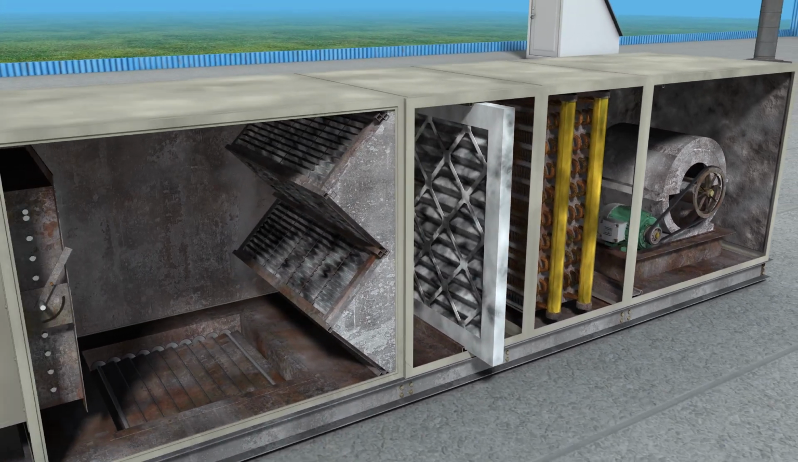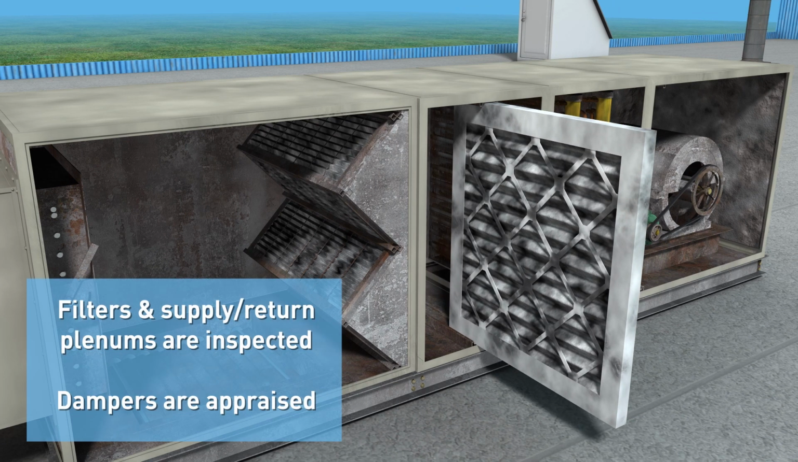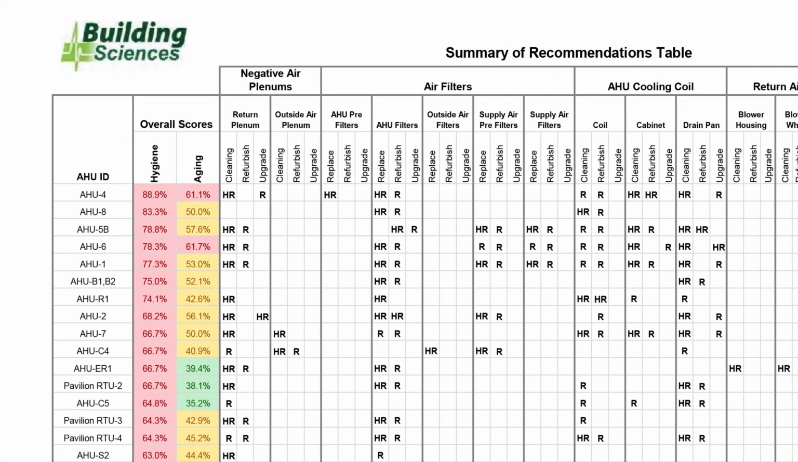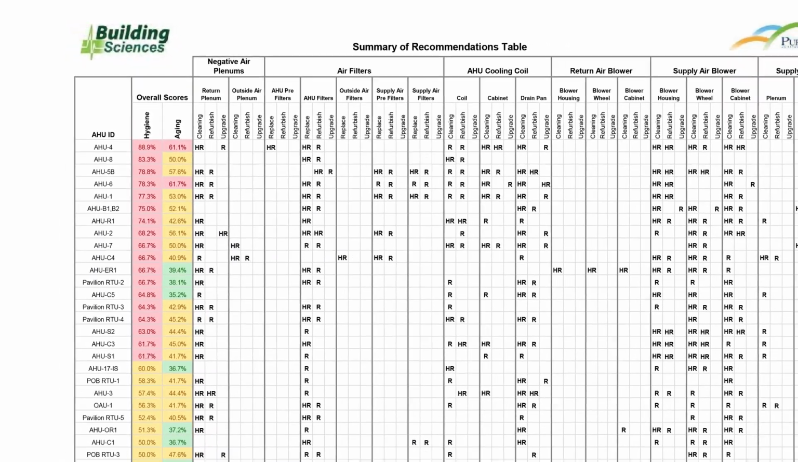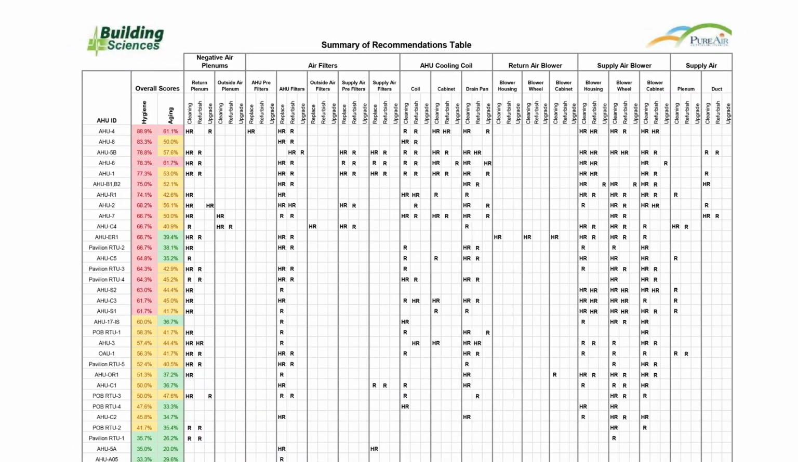The filters as well as the supply and return plenums are inspected for cleanliness and structural integrity. Finally, the operational fitness of the remaining component parts, like dampers, are appraised. After the data and samples are collected, a comprehensive report is generated by our building sciences and environmental lab teams.